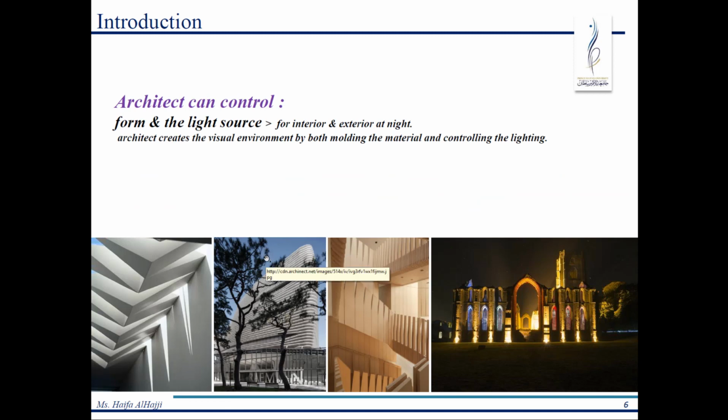So for us as architects, we can control two things. We can control the form of the building, and we can control how the light falls on the form or actually enters the form, so it affects the appearance of that building. So as we can see, the architect creates the visual environment by both molding the material and controlling the lighting. As we can see in this image, first thing, we see that they have certain openings in the roof and the ceiling.